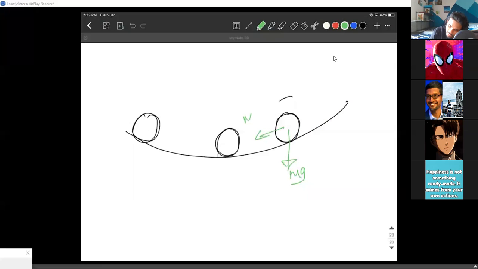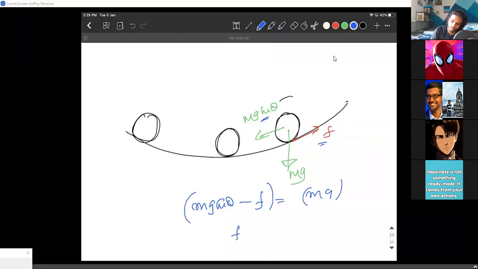Mg sin theta acts like this, and then there is friction for sure. But all you have to do is write the restoring force. Here, the restoring force is not just mg sin theta. The friction is also acting in the same direction. So you have to write mg sin theta minus friction F equals mass into acceleration, and also friction into r equals I alpha.